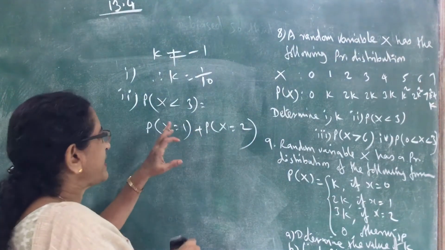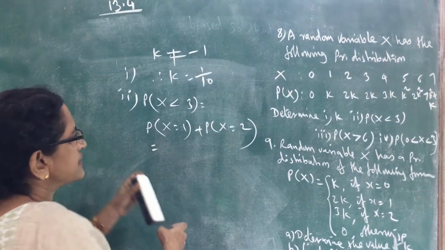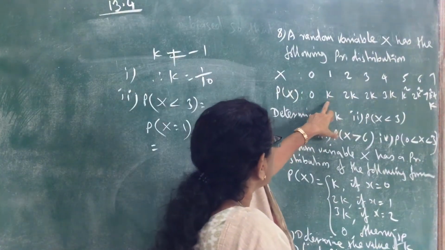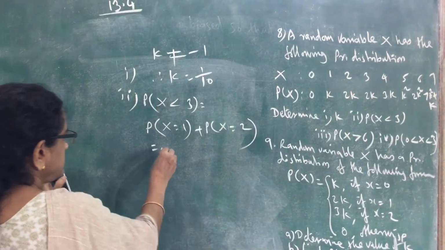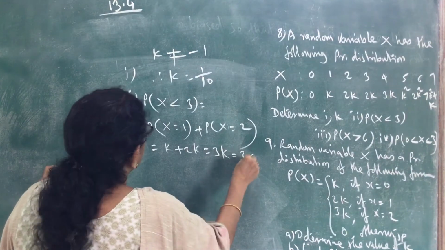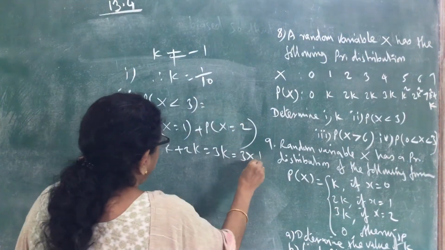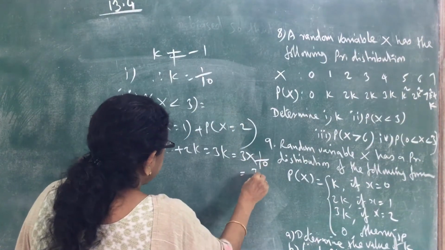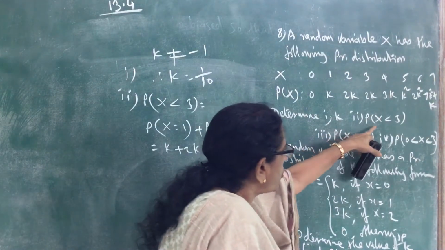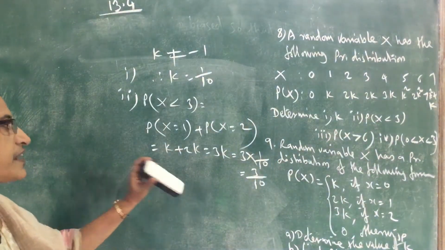So what is the probability that x equal to 1? X equal to 1 is k. X equal to 2 is 2k. So k plus 2k is equal to 3k. That is 3 into k, with k equal to 1 by 10, so 3 by 10. So for the second question, the probability that x is less than 3 is 3 by 10.